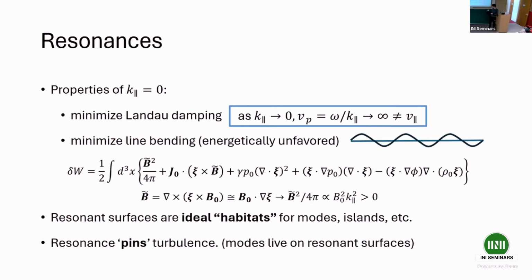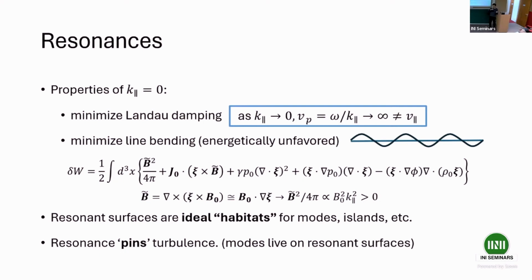So, the line bending means K parallel is not equal to 0, right? If K parallel is equal to 0, the field line is still straight. I will talk about it later, but I can explain very briefly: in plasma, especially in ideal plasma, there is a law called the flux freezing law, which means the magnetic field can move together with the fluids. So if there is a perturbation, you can see the oscillation.